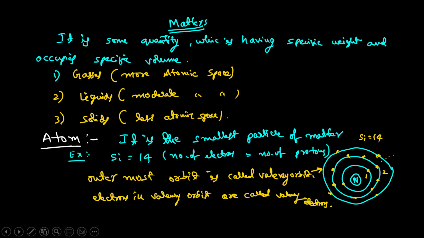Based on the number of valency electrons, these materials are classified into 3 types: conductor, semiconductor and insulator. To understand that, first of all, we have to understand one more important concept, that is band theory. So now I'm writing the band structure.